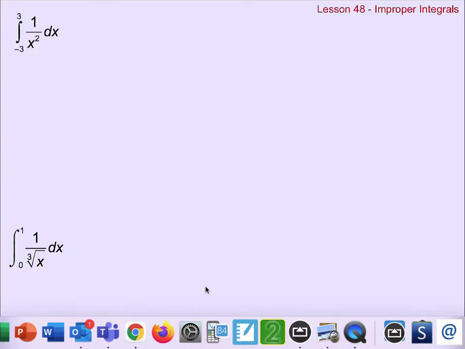We'll try this one. The definite integral from negative 3 to 3 of 1 over x squared dx, and that's like the graph we were looking at on Desmos a second ago. We know 1 over x squared has a discontinuity, a vertical asymptote at x equals 0. So what we need to do is chop this one up into two pieces.